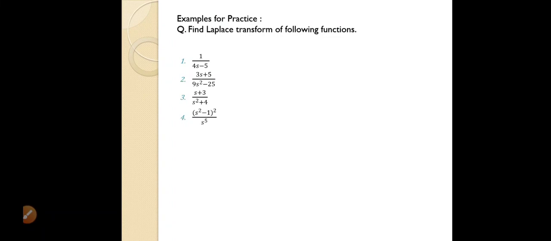Okay, in the next lecture we will see one more method to find the inverse Laplace transform of the given functions.